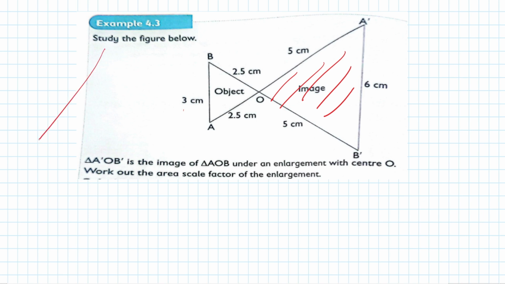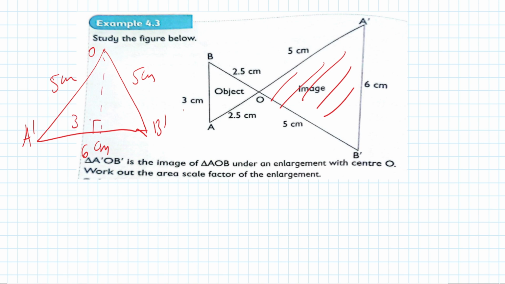So you have your image which looks like this, which here is 5, here is 5, this is O A prime B prime, and this is 6. So if you cut into half after the height, here is 3, here is 3, and therefore your height is going to be 4 because of 3, 4, 5 Pythagoras theorem. So it will be half times base, which is 6, times the height, which is 4, and the area of the image will be half times 6 times 4, that gives you 12 centimeter square.